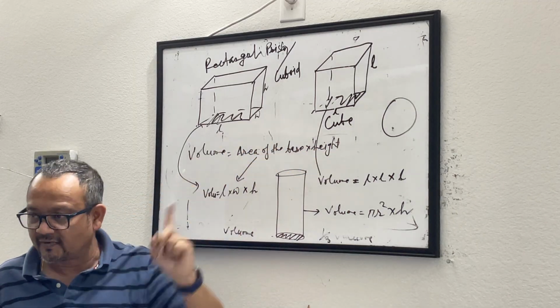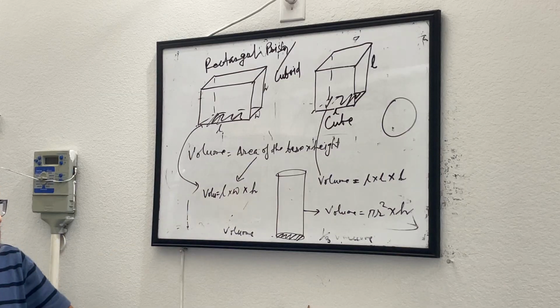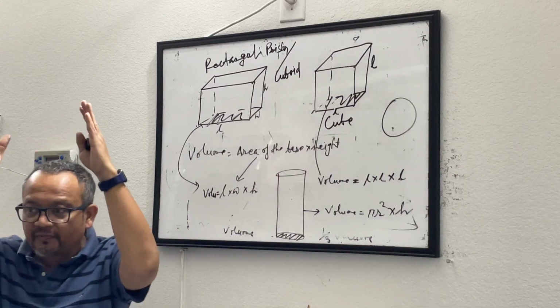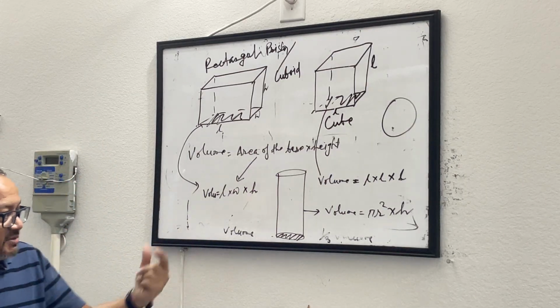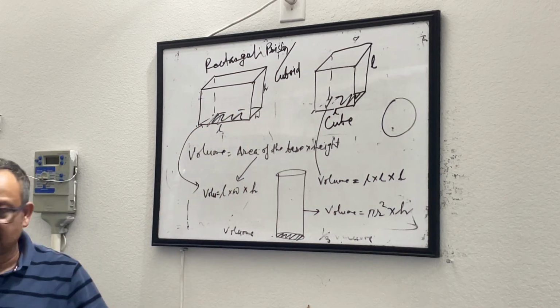You might forget the formula. What I'm saying is, as long as you remember the property, you'll say, okay, fine. The volume of any symmetric 3D object is, you find the area of the base times height, that's it.